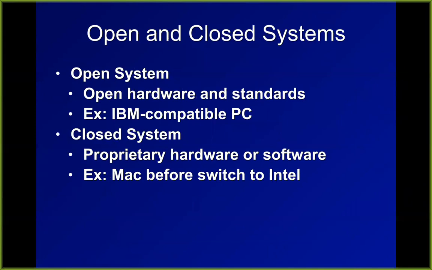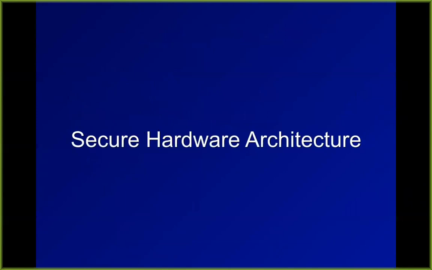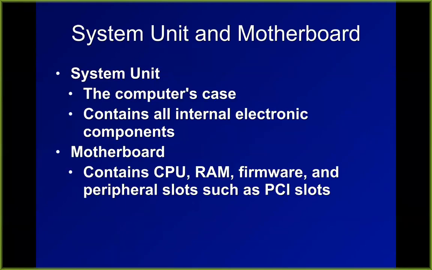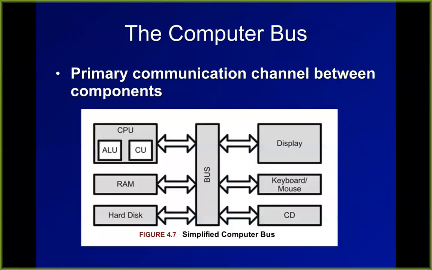Open systems are ones that publish the specifications of the operating system and the chips so you can build your own, like the IBM PC. Closed systems like Apple, before they switched to Intel, would not let you know anything about the hardware or, for that matter, the software. So they had sort of a monopoly control over the device. All right. Your system unit is the computer's case that contains things like the hard drive and the RAM. The motherboard is the main circuit board in at least the old desktop machines, and it's still true of laptops. These are the CPU, RAM, and firmware, which runs things like the keyboard and the network card and peripheral slots to add more components.